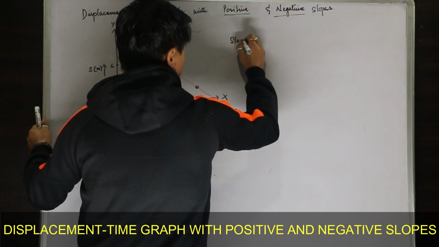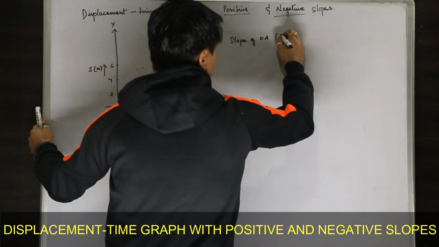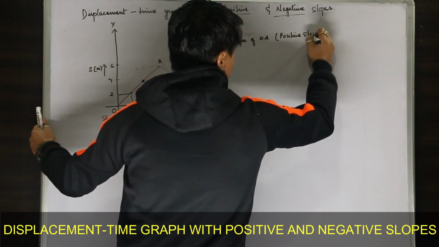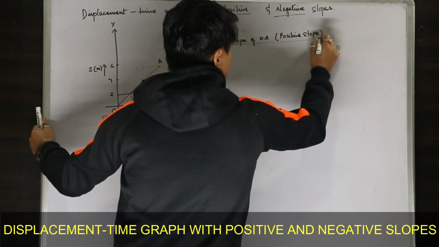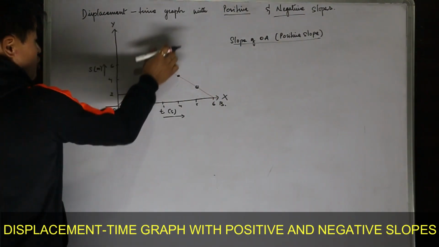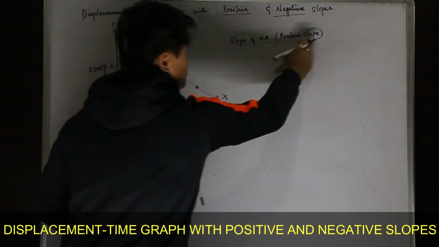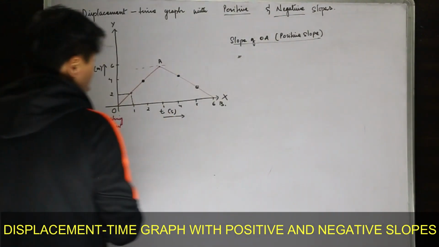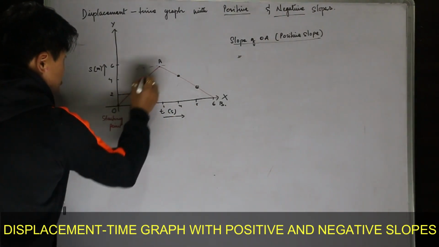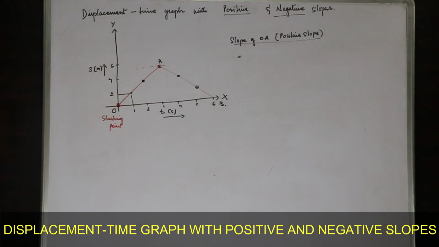Slope of OA, that is positive slope. Why? Because in OA, what is happening? The ball is going away, or the object is going away from the starting point. The slope is positive. How do you find the slope? We find the slope with 2 points. From these 2 points we can find the slope.